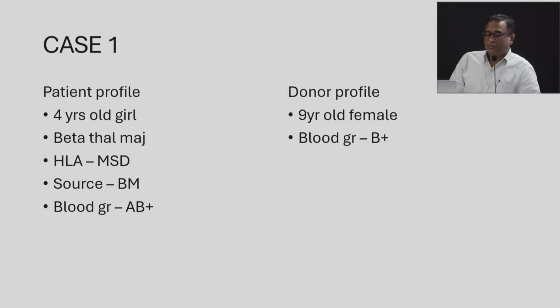The first patient is a 4-year-old girl with a diagnosis of beta thalassemia major, and the patient had a 100% matched donor, her sibling, a 9-year-old female. The source of stem cells collected from the donor is bone marrow. Generally, we now do more from peripheral blood rather than bone marrow, because of the obvious reasons: patients are generally afraid to undergo a procedure under anesthesia for almost 30 to 40 minutes to donate bone marrow stem cells. So generally we go with peripheral blood stem cells. Here the recipient, that is the patient, is AB positive and the donor is B positive.